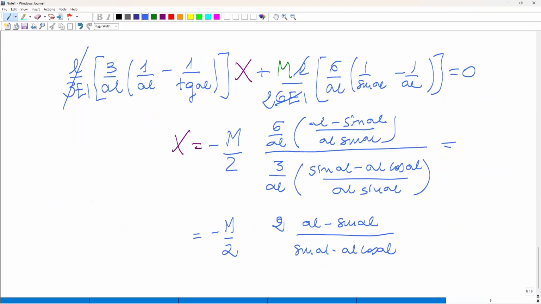But now look at this expression here. Well, it can be quite complicated. But as a matter of fact, you see, when this goes to 0, what does it happen? It happens that your moment goes to infinite. So this is the condition for buckling in this case.